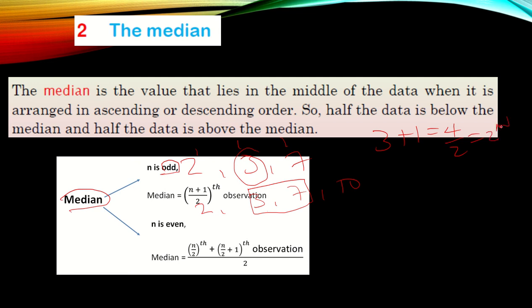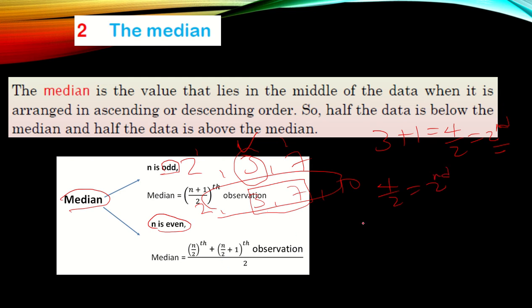So the second data, after the data is arranged. Which one is the second data? That is 3. But in case the total number of data is even, for example, here we have 4 data, how to find the median? 4 divided by 2 first, it is 2. That is the second data.